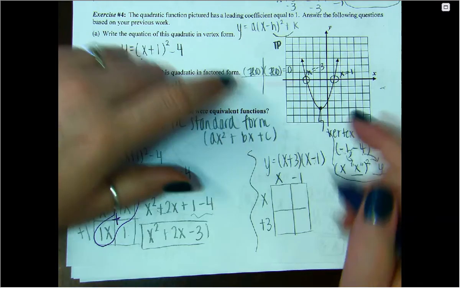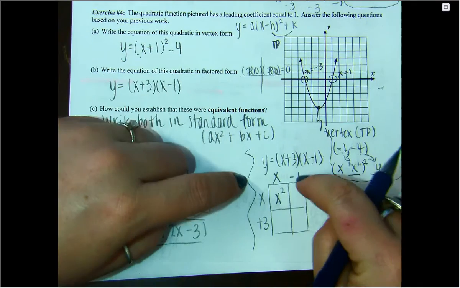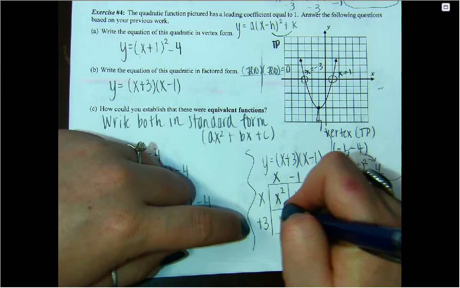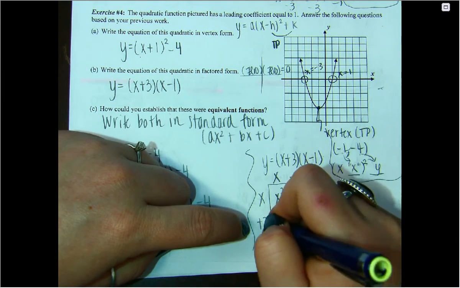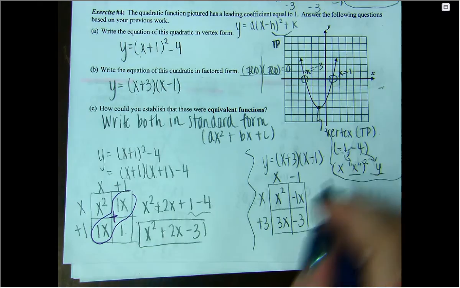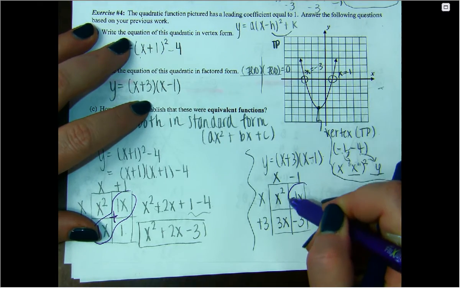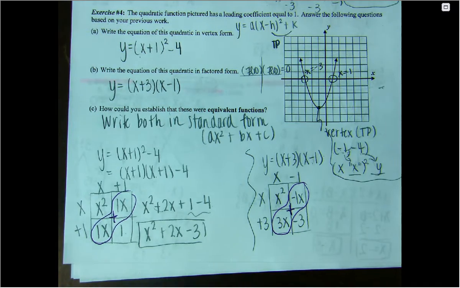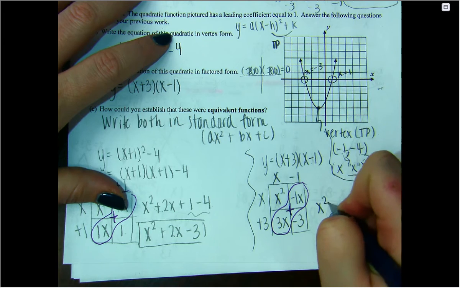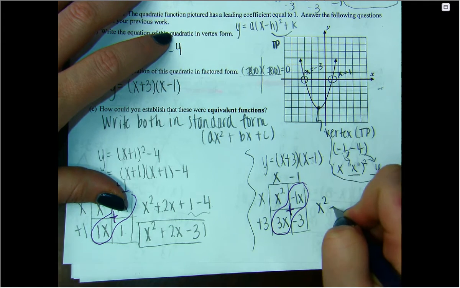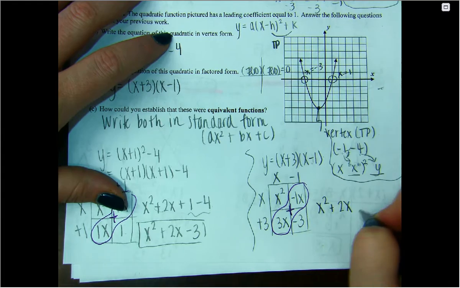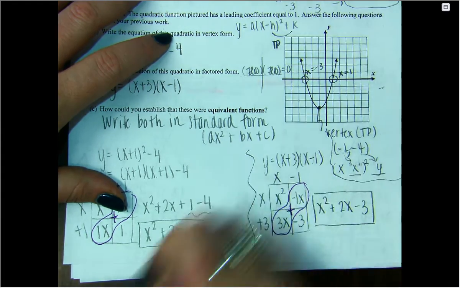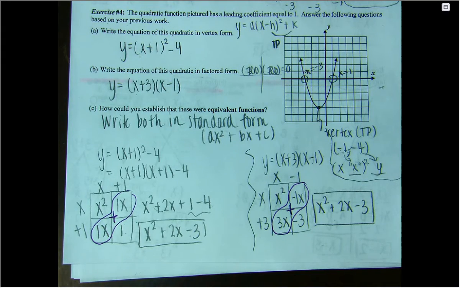So x times x is x squared. Negative 1 times x is negative 1x. 3 times x is 3x. And 3 times negative 1 is negative 3. I peanut here. Inside the peanut, it tells me to add, of course. So I get x squared, 3 x's, I take away 1, is plus 2x, and then minus 3. Okay, equivalent. Awesome.